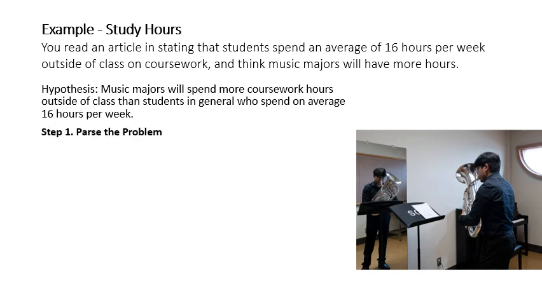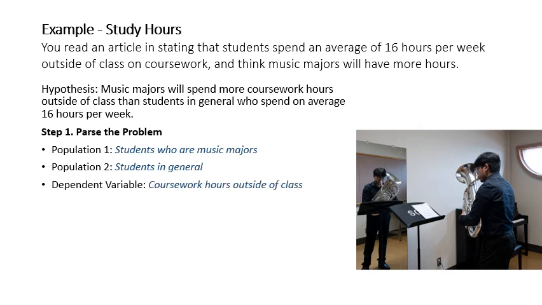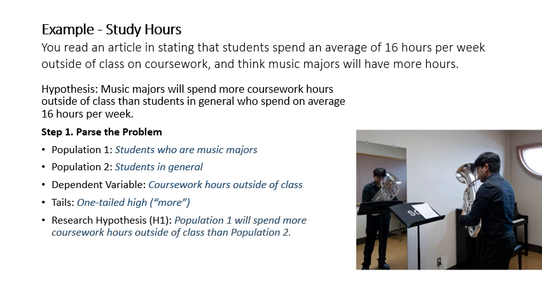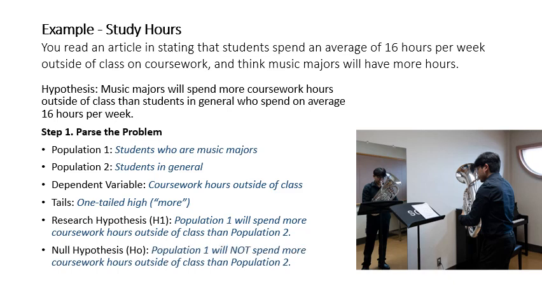And you're very familiar with how we parse the problem. We have population 1, the students who are music majors, and we'll compare them with students in general. We'll measure for our dependent variable coursework hours outside of class, and we'll use a one-tailed high test that we can indicate because of the word more in the problem. Our research hypothesis, H1 or HA, is that population 1 will spend more coursework hours outside of class than population 2. And our null hypothesis is that population 1 will not spend more coursework hours outside of class than population 2.